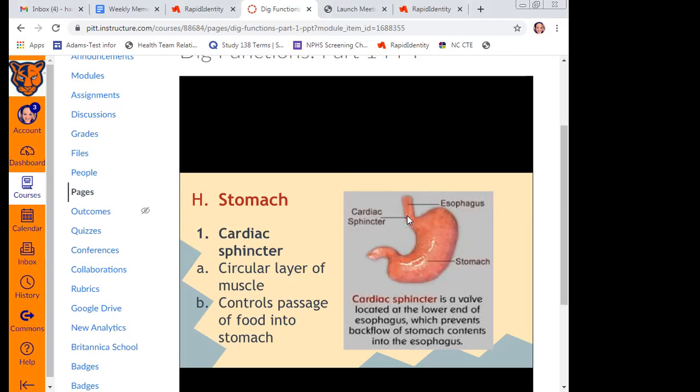passes through. Sphincters are a circular, muscular structure that act like a one-way valve. What does that mean? It is only supposed to go one direction, okay? It is only supposed to go one direction.